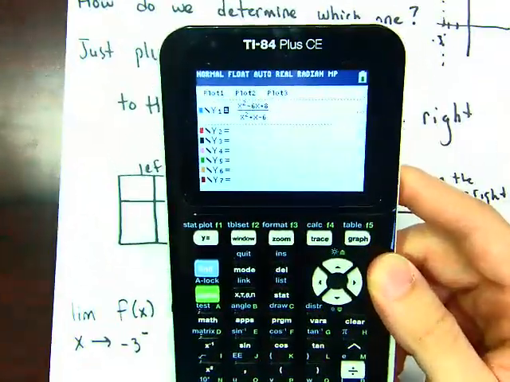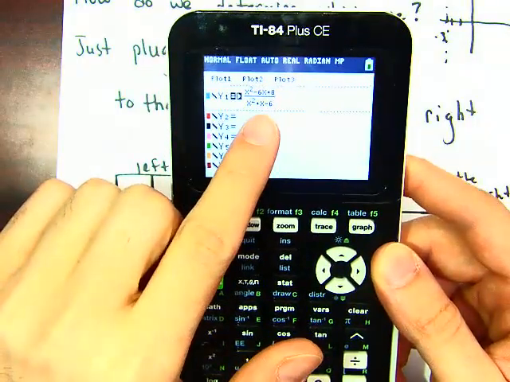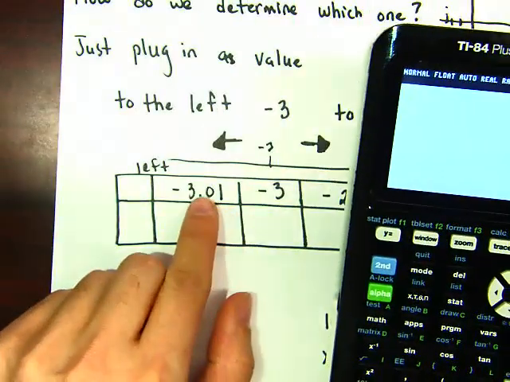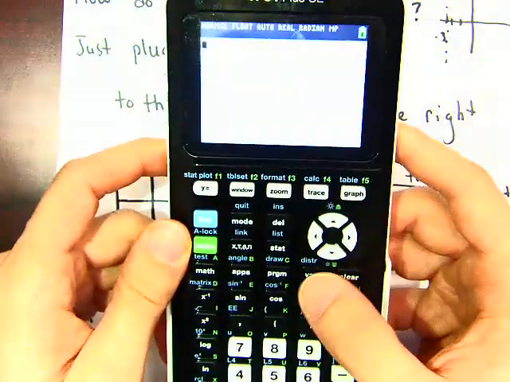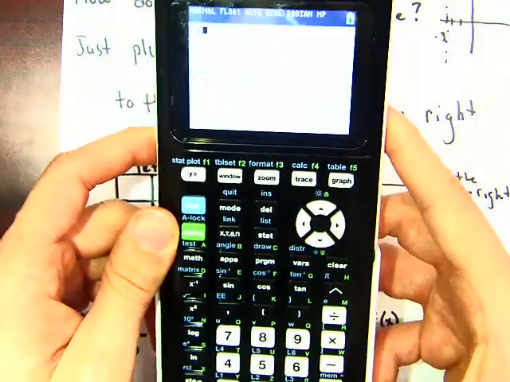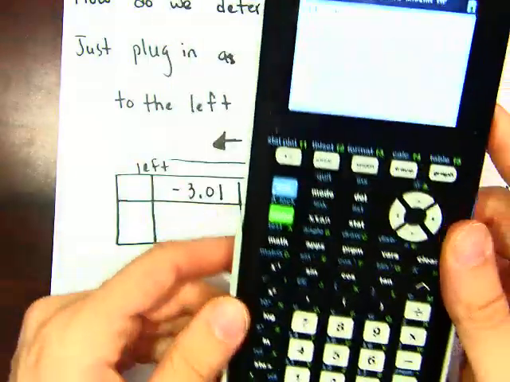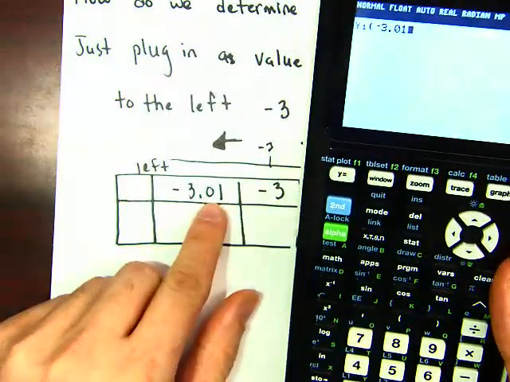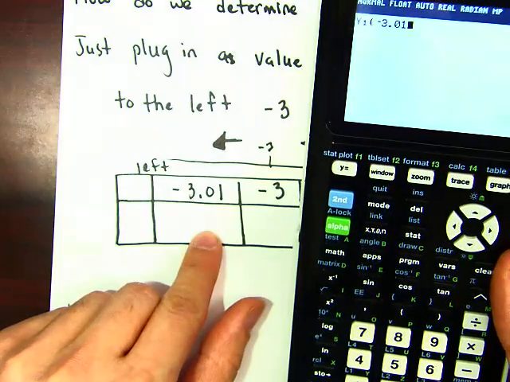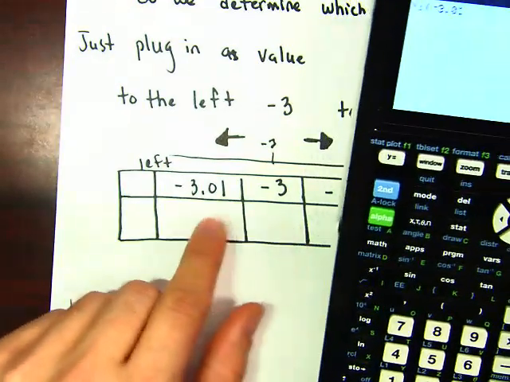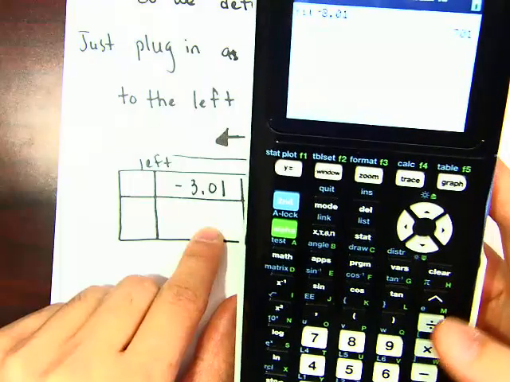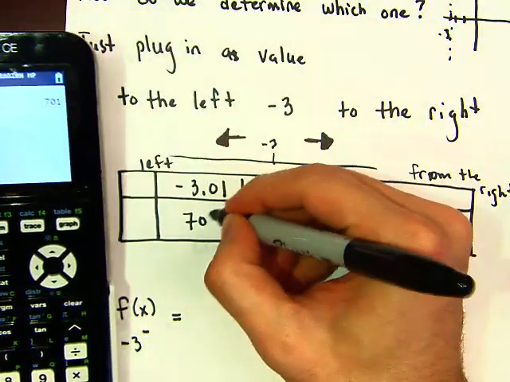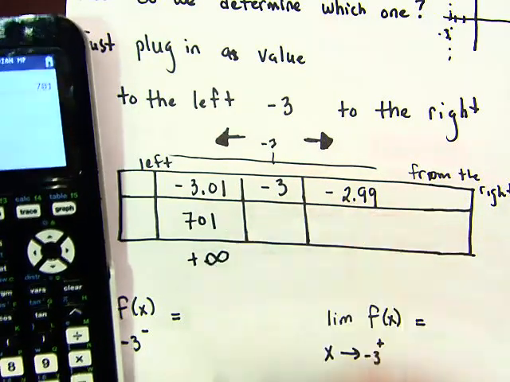Notice that I plugged this graph into the calculator. So how do I check the value of -3.01? Don't you remember our command? We go to VARS, Y-VARS, Function, Y1, and all I'm going to do is plug in -3.01. And here, if I get a positive value, it goes to positive infinity. If I get a negative value, it goes to negative infinity. So let's see. I have a positive value over here at 701, so this has to go to positive infinity.